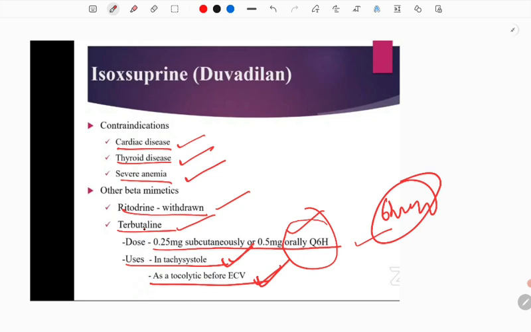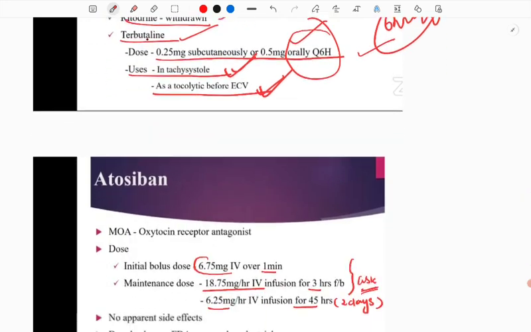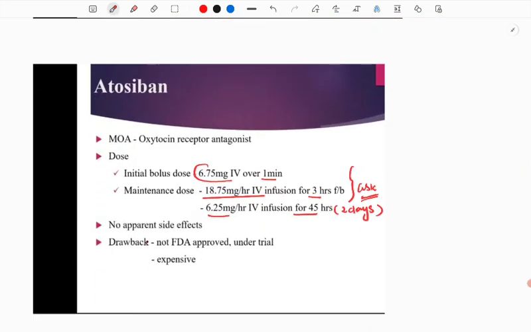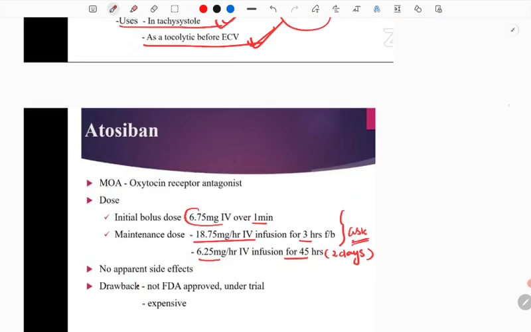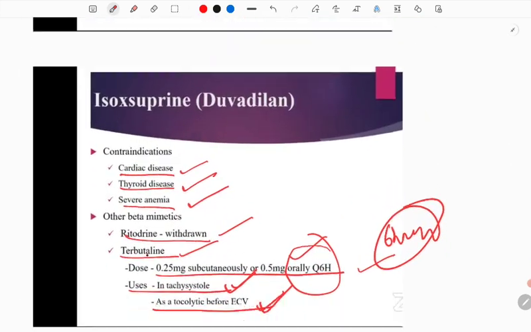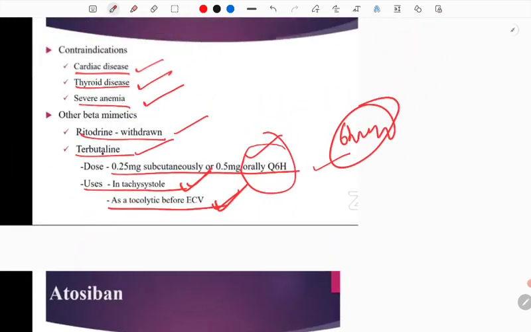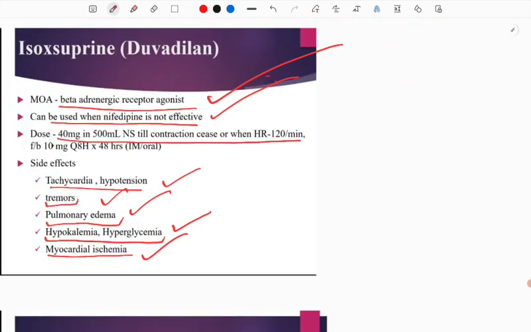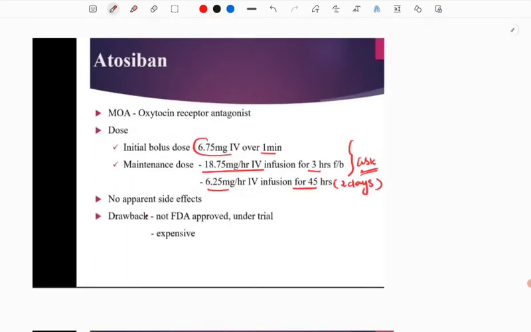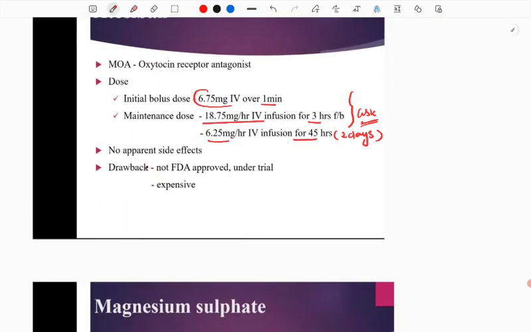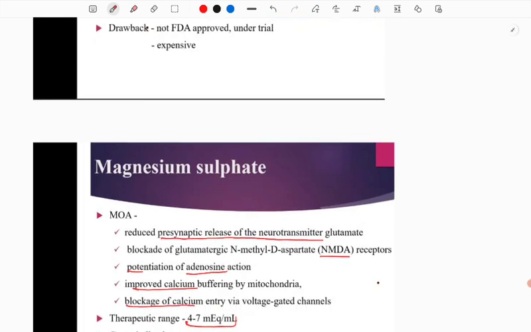4 doses. Tocolytic before ECV. You can give this beta mimetic terbutaline to tachysystole patients, or you can give tocolysis before external cephalic version, that is terbutaline. Atosiban is the oxytocin receptor antagonist. Initial dose is 6.75 mg, followed by IV maintenance.